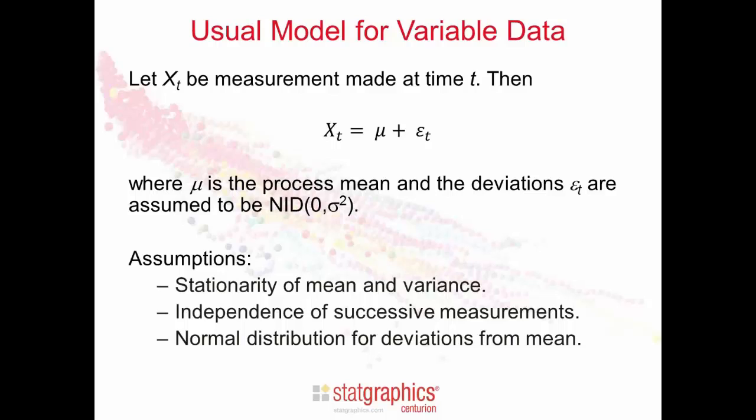There actually are quite a few assumptions in this relatively simple model. We assume, number one, that the process is stationary. That means that the mean and the variance are constant, don't change over time.